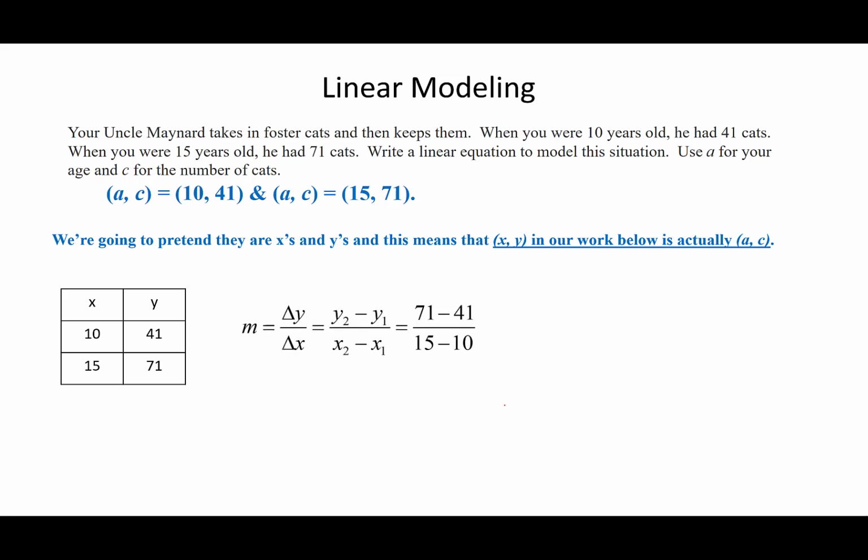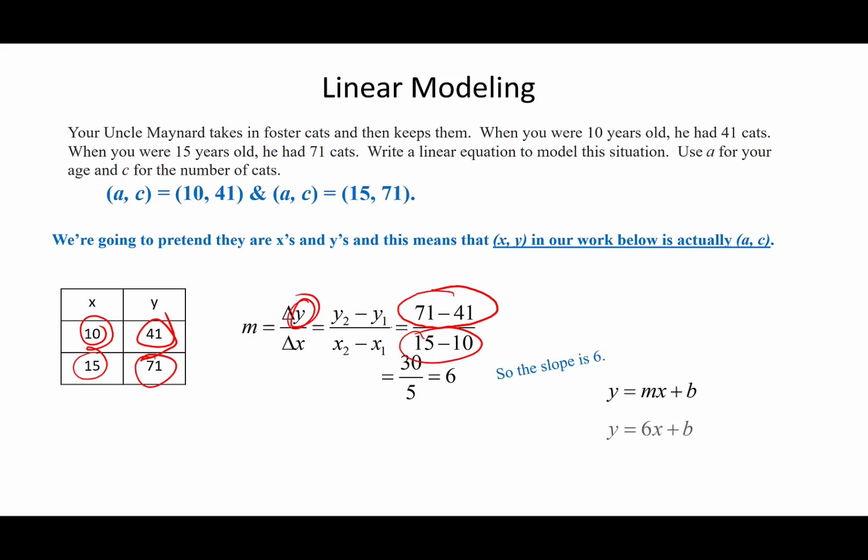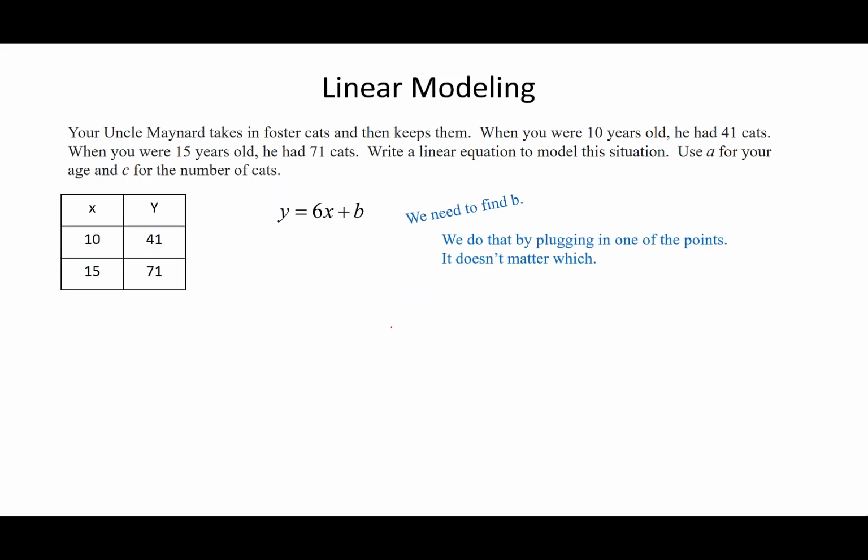First, we need to find the slope, right? 71 minus 41 on the top. You want to do the change in y's on the top, divided by changes in x, 15 minus 10. Turns out that's 6. So the slope is 6. We now know that it's supposed to be y is 6x plus b, and now we just have to find b. All right, so we do that by plugging in one of the points.